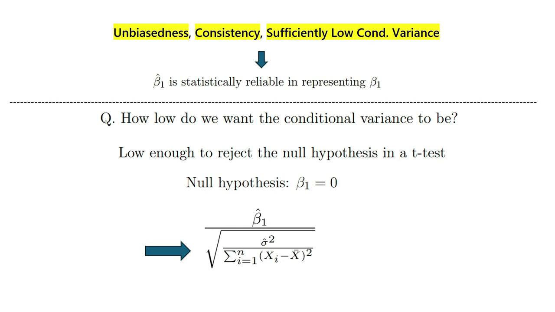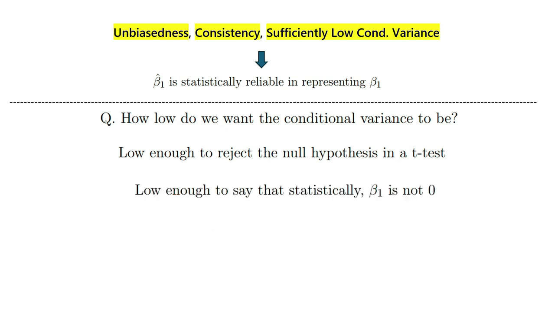And of course, saying that we want conditional variance low enough to reject the null hypothesis is the same as saying that we want conditional variance to be low enough to say that statistically, beta 1 is not 0. So putting everything together now, if you are able to reject the null hypothesis, then we can say that we have sufficiently low conditional variance, and we can finally say that beta 1 hat is statistically reliable in representing beta 1, as long as unbiasedness and consistency are also ensured.